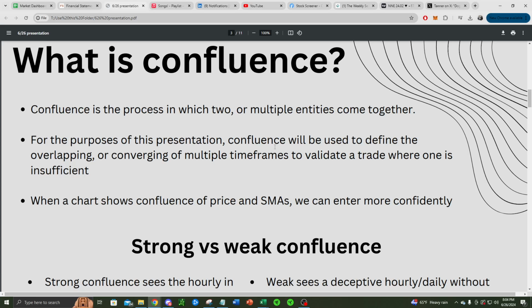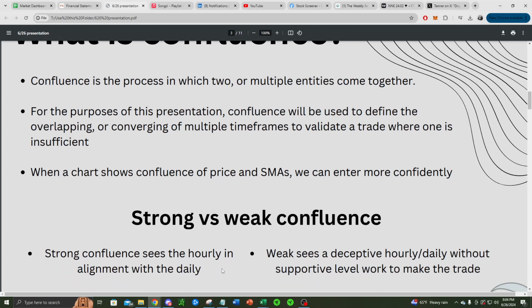Having one of those is awesome, but if you can combine them to create a confluence between multiple time frames, you're going to have a lot higher probability of that actually breaking out and working in your favor. So we're going to take a look at a couple of examples, and strong versus weak confluence.